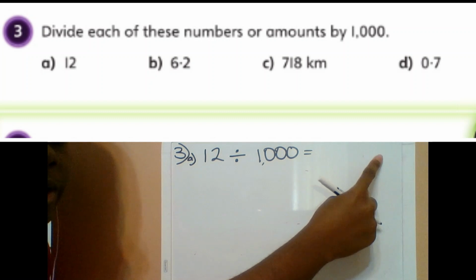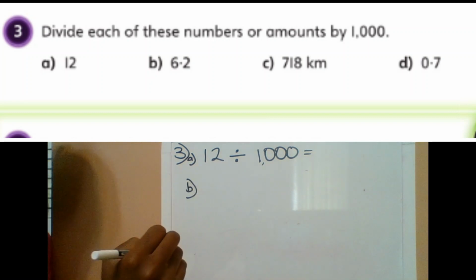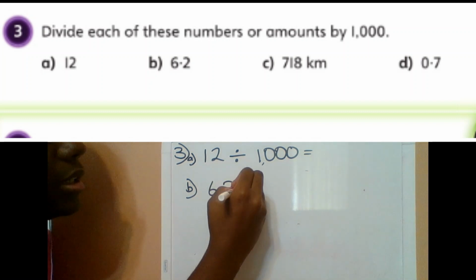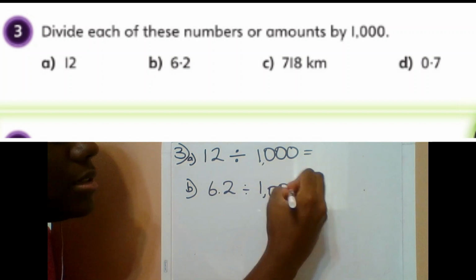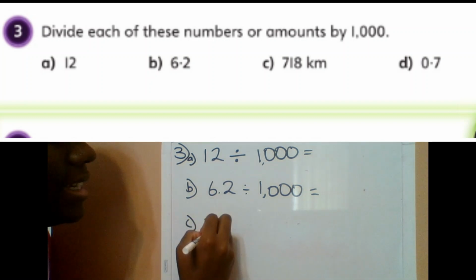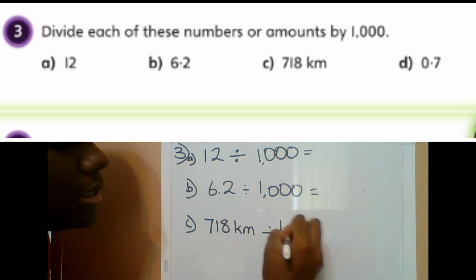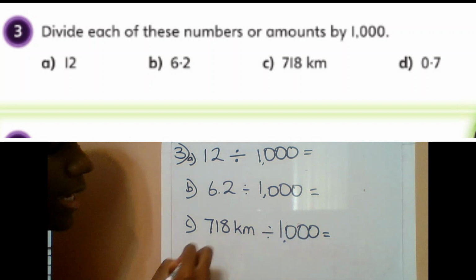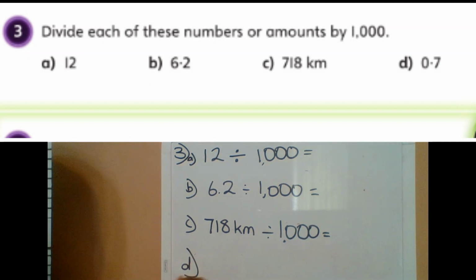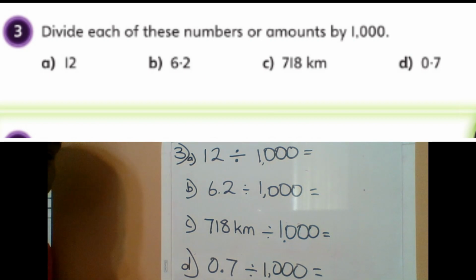And you'll put your answer at the end, of course, and I should probably see you doing some jumps or something along those lines for you to get your answer. Do the same for the rest of them as well. B is 6.2 divided by 1,000. C is 718 kilometers. So remember, your answer should end in kilometers as well. Divided by 1,000. And finally, for D, 0.7 divided by 1,000. So you'll copy these into your book and solve them.